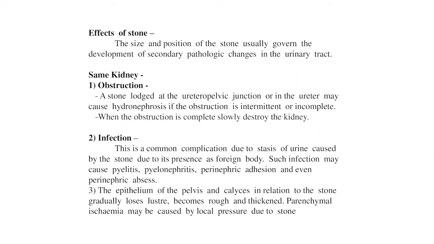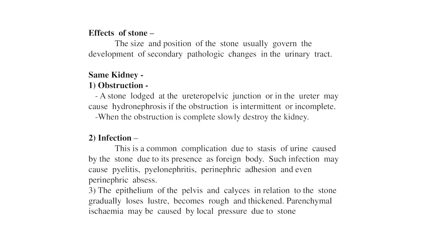The size and position of the stone usually govern the development of secondary pathologic changes in the urinary tract. The effects of the stone on the same kidney are obstruction and infection. First, obstruction. A stone lodged at the uretero-pelvic junction or in the ureter may cause hydronephrosis if the obstruction is intermittent or incomplete. When the obstruction is complete, it slowly destroys the kidney.